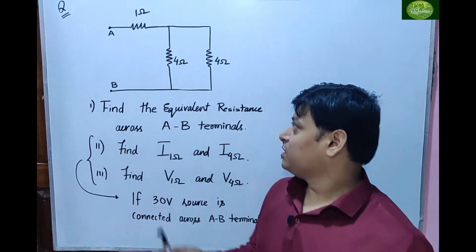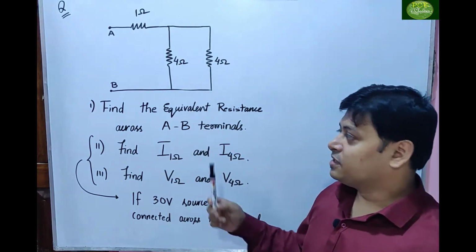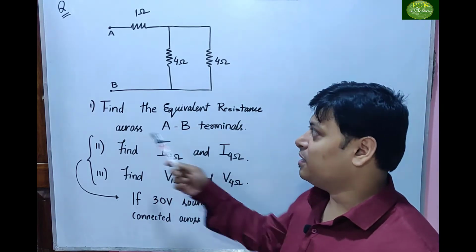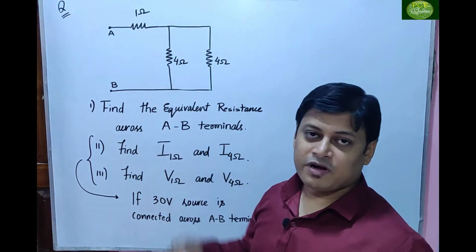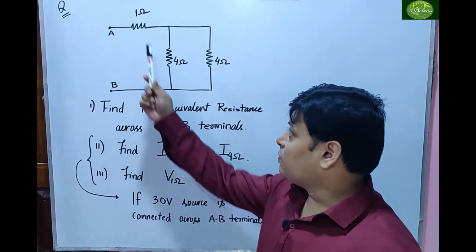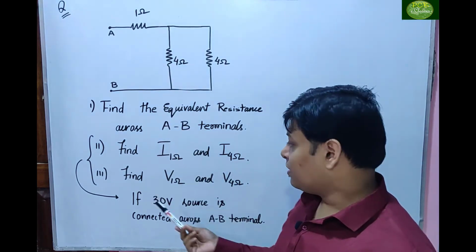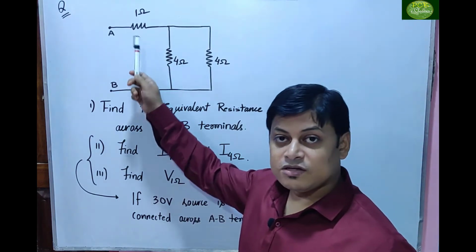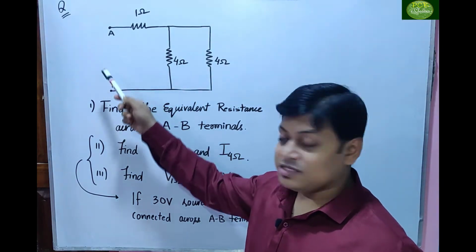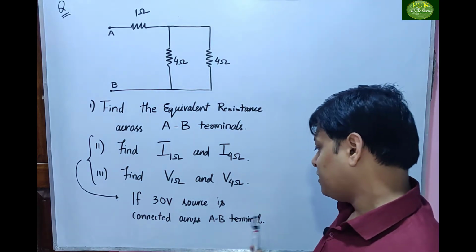Now this is the problem given here. A circuit diagram is given and you have to find the equivalent resistance across the AB terminal. Second, find the current in the 1 ohm and the 4 ohm. Similarly, in the third part, find the voltage across the 1 ohm and the 4 ohm. Is there any source here? No. The given value is a 30 volt source connected across the AB terminal.